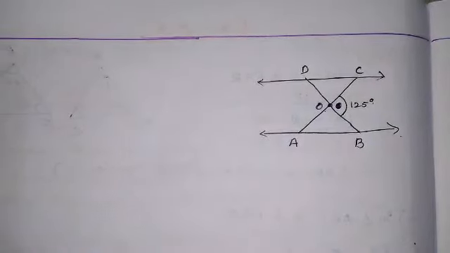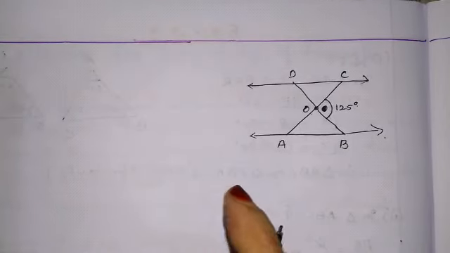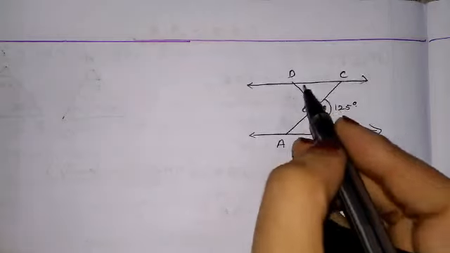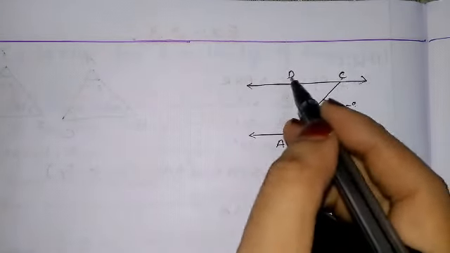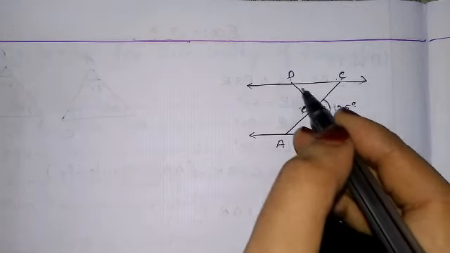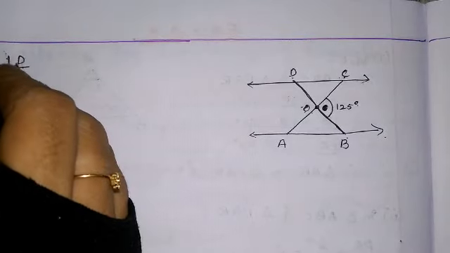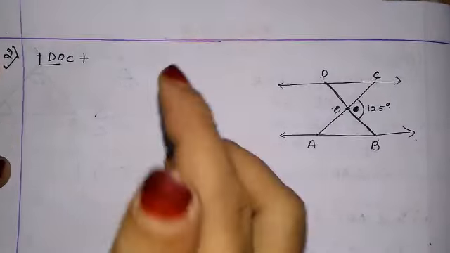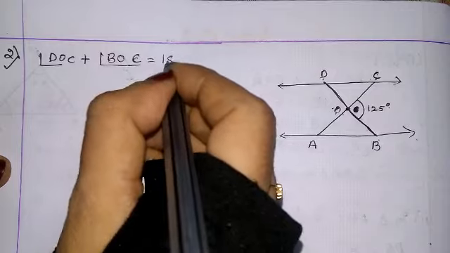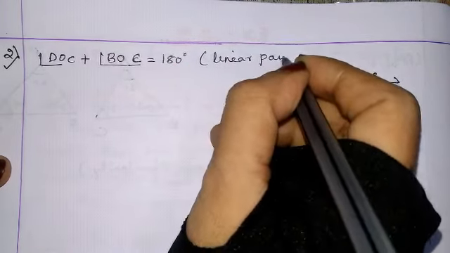So we can see now how to find this problem. Here they have told us to find DOC, but we can see here BOC plus DOC is a linear pair. This is a straight line, linear pair. So I'll write DOC plus BOC is equal to 180 degree. Why? Linear pair, straight line.